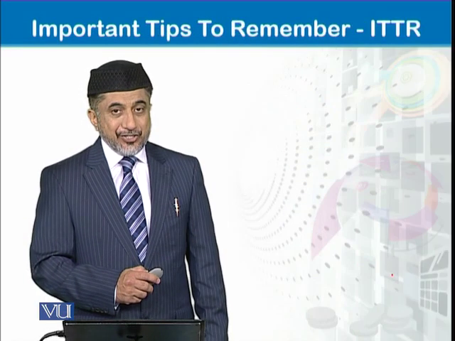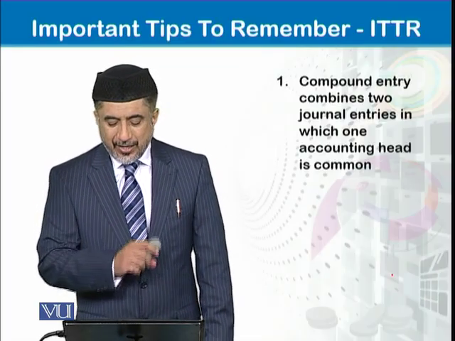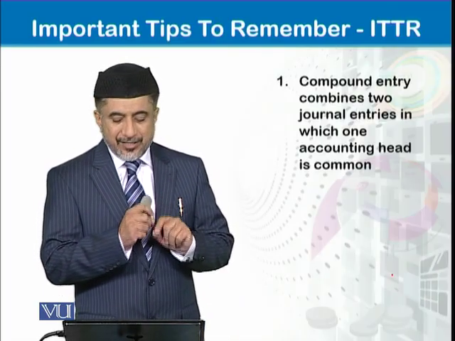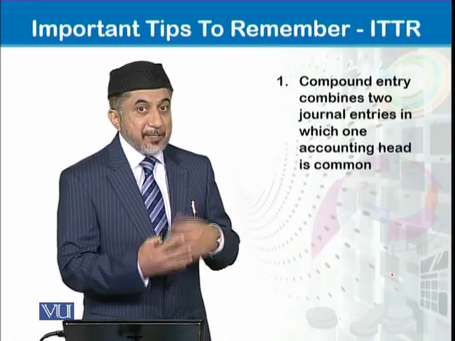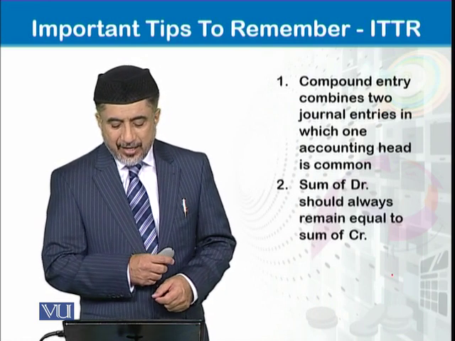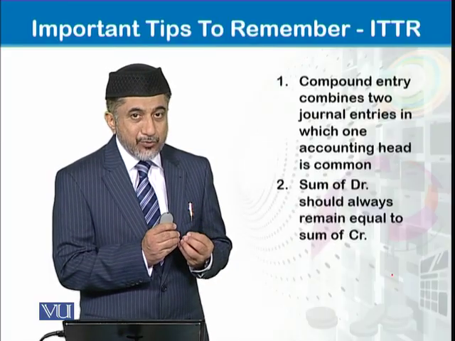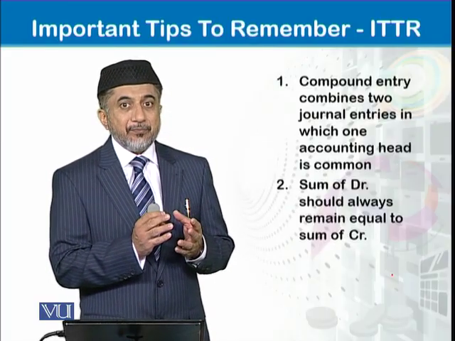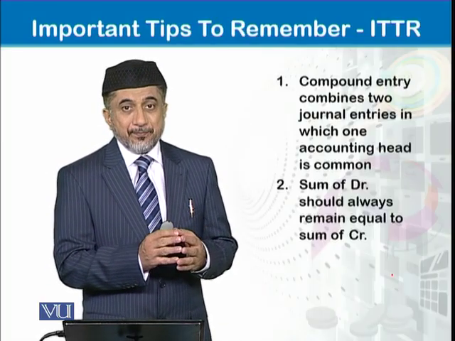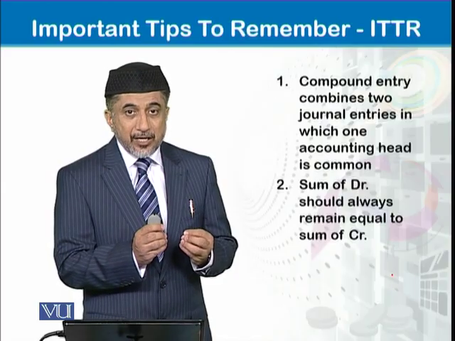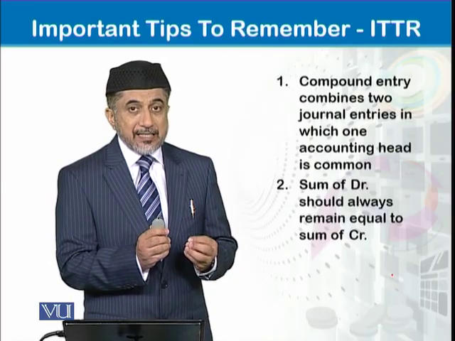The ITTRs in this module are that a compound entry combines two journal entries in which one accounting head is common, is repeating. Okay, and the sum of debit should always be equal to the sum of credit. This is something where we have to concentrate, because this is the point where an error can happen. You can make some mistake.